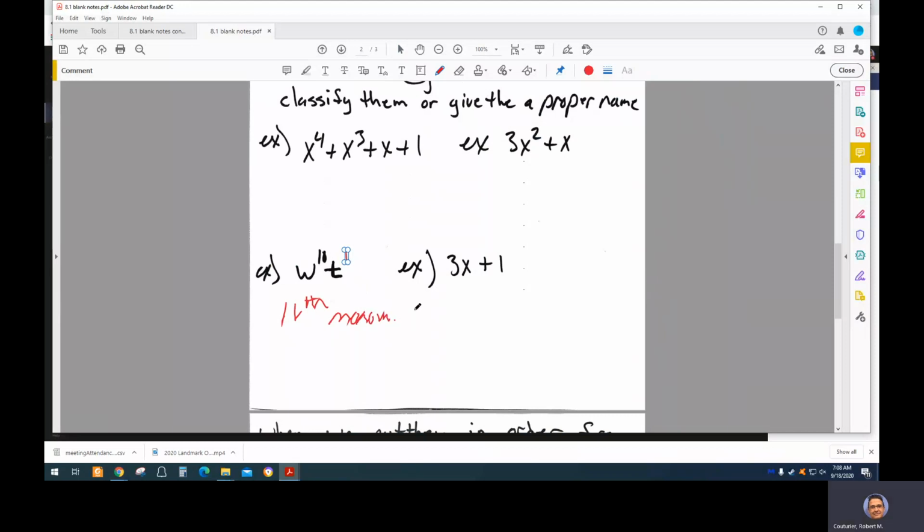I'm just going to abbreviate that. This one here has what? A degree of 1, but 2 terms. So this is a linear binomial. I'm going to just abbreviate it.